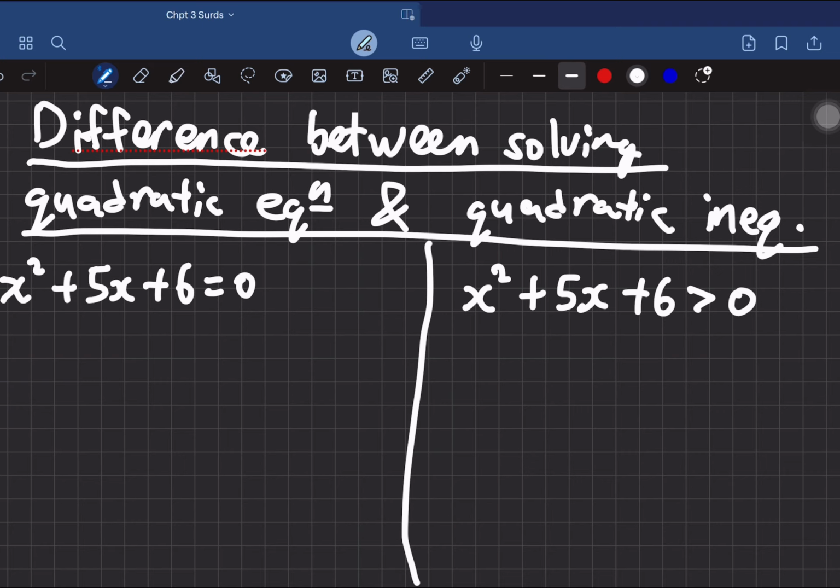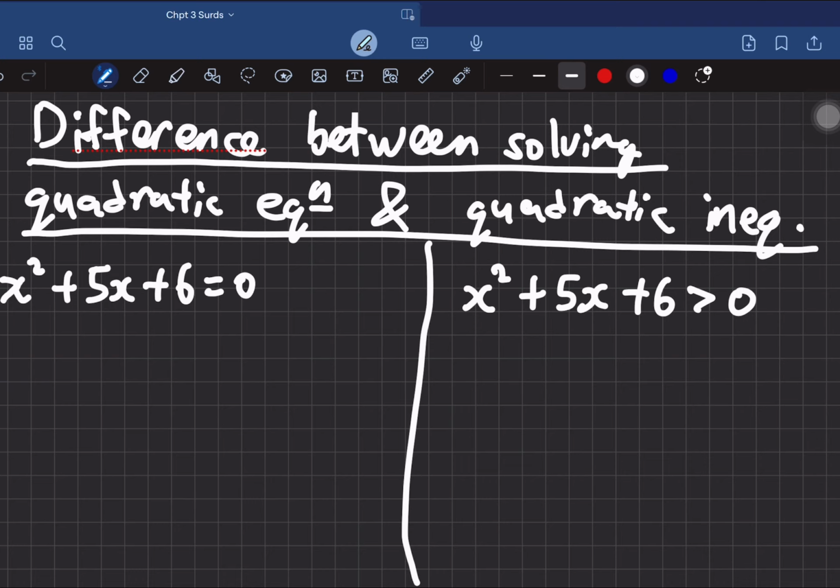For the left hand side, x squared plus 5x plus 6 equals 0. This is a quadratic equation. For quadratic equations, you have learned a few methods: solving by factorization, solving by completing the square, and solving by quadratic formula. Whichever method is fine. The most preferred ones are factorization and quadratic formula. I'll just demo here because the main purpose of this video is to show you the difference, not the solving technique. So what does x squared plus 5x plus 6 equals 0 mean?